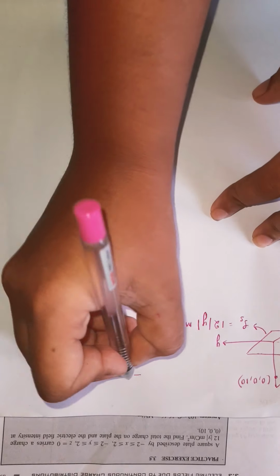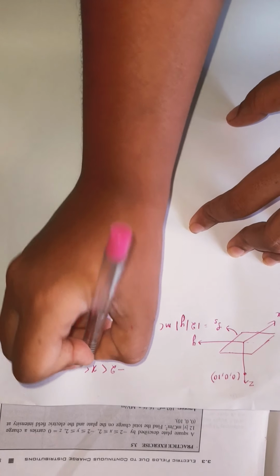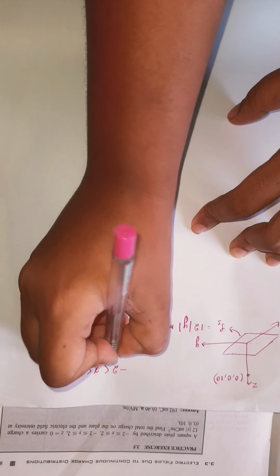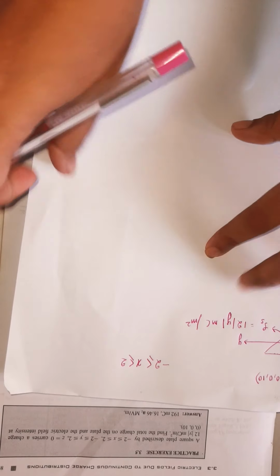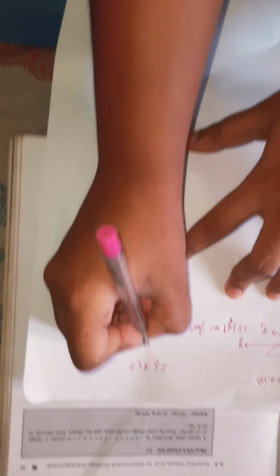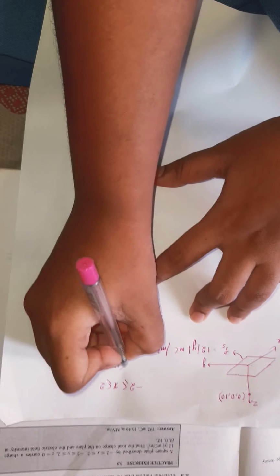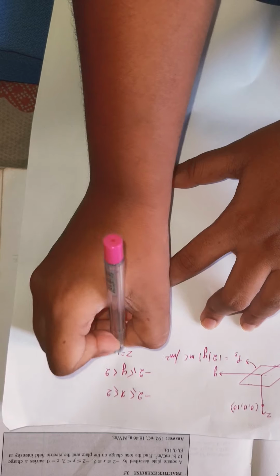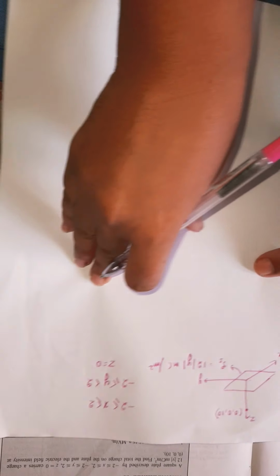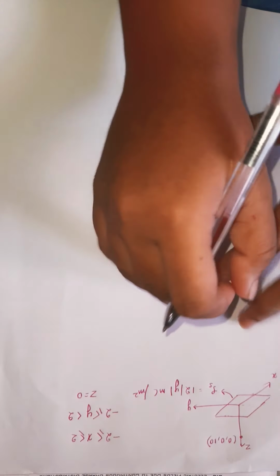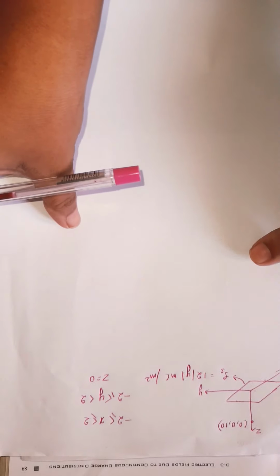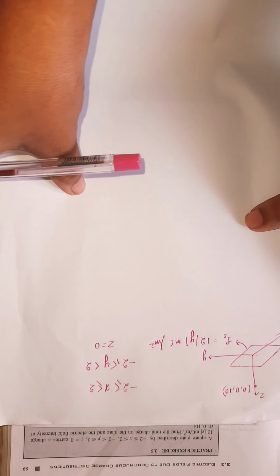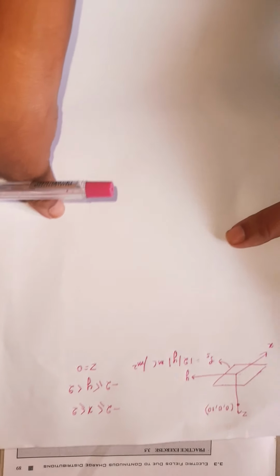Okay, let me write the range of x over here. That is given to us in our question. This is y, between minus 2 to 2, and z is 0. This is the range, and this is where our square plate is located. First, the question asks that we have to find the total charge on the plate.